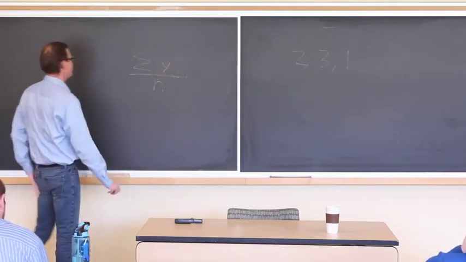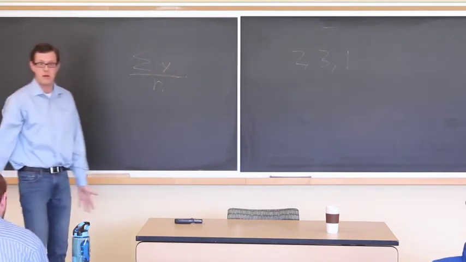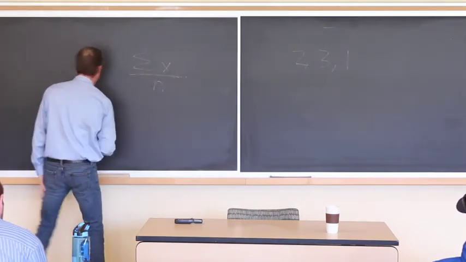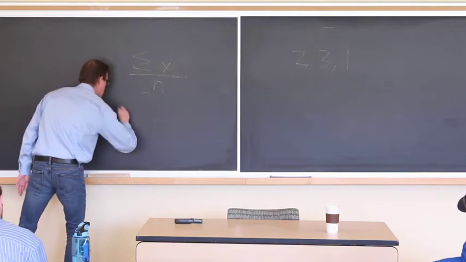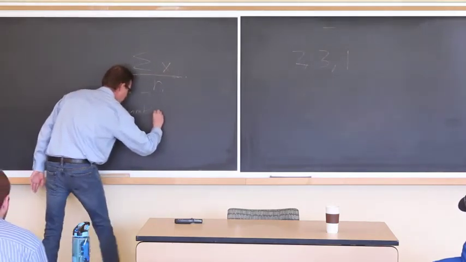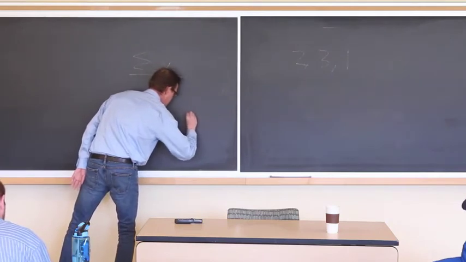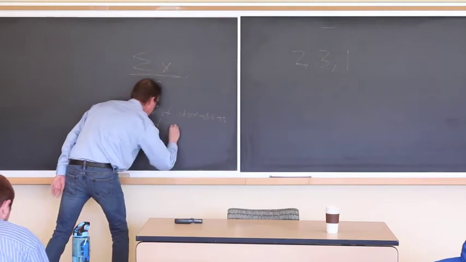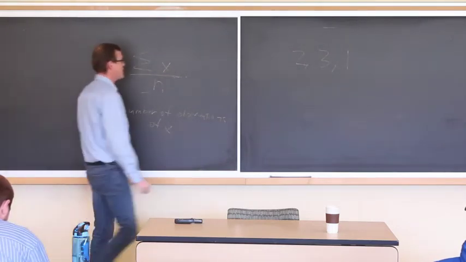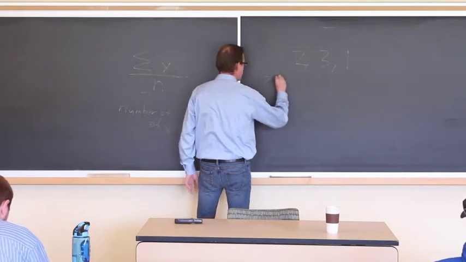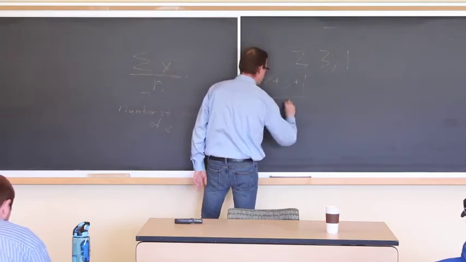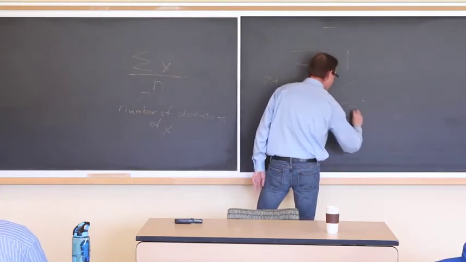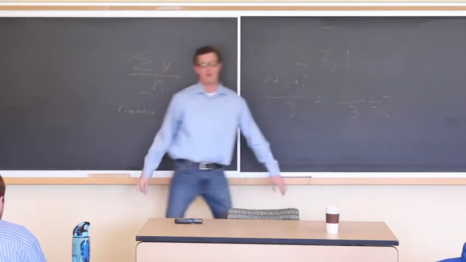So I'm just going to represent this as sigma x over n. I'm going to sum up the x's and divide by n, where n is equal to the number of observations of x. So all this really is, is 2 plus 3 plus 1 divided by 3, which is equal to 6 over 3, which is equal to 2.